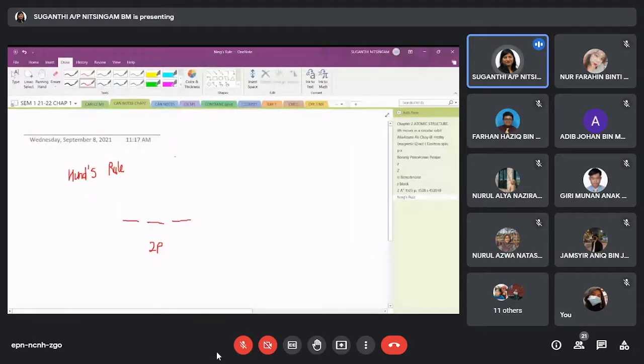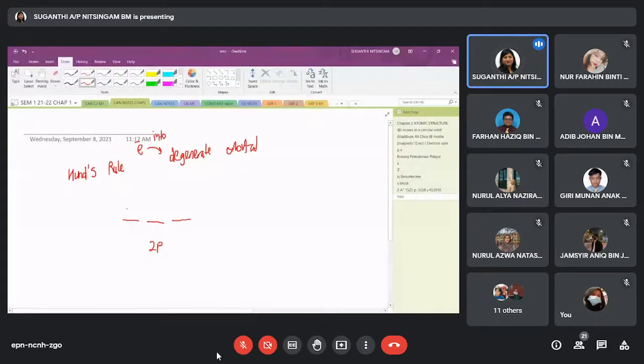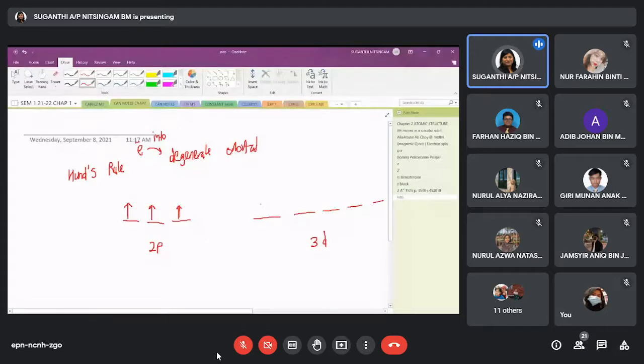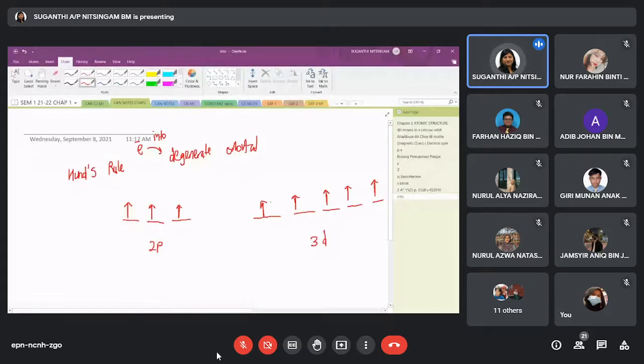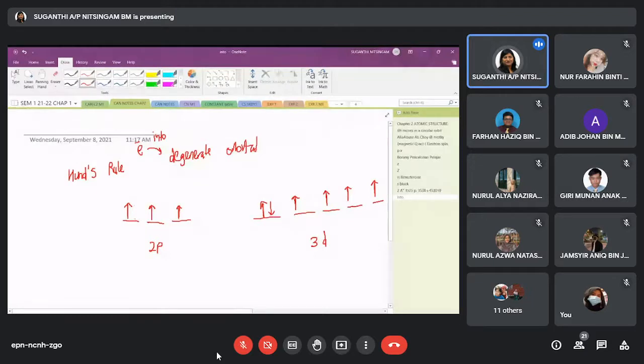Okay, degenerate orbital. When filling electrons into a degenerate orbital, fill them singly first. One first, then you pair them up. Even in 3D, if there are 5, this is what we call a degenerate orbital. Fill them singly first. One first. After all 5 are done, then you pair them up. When you have done single, then only you pair them up. Who said that? Hund said that.